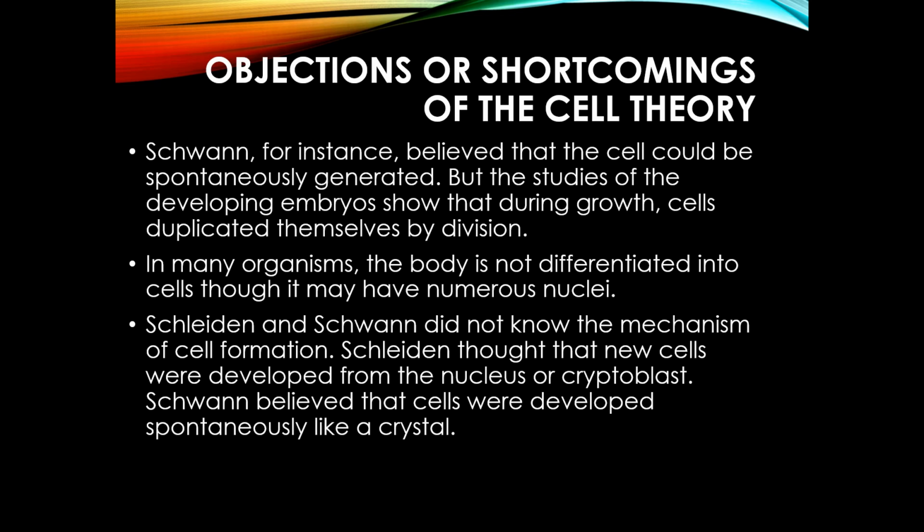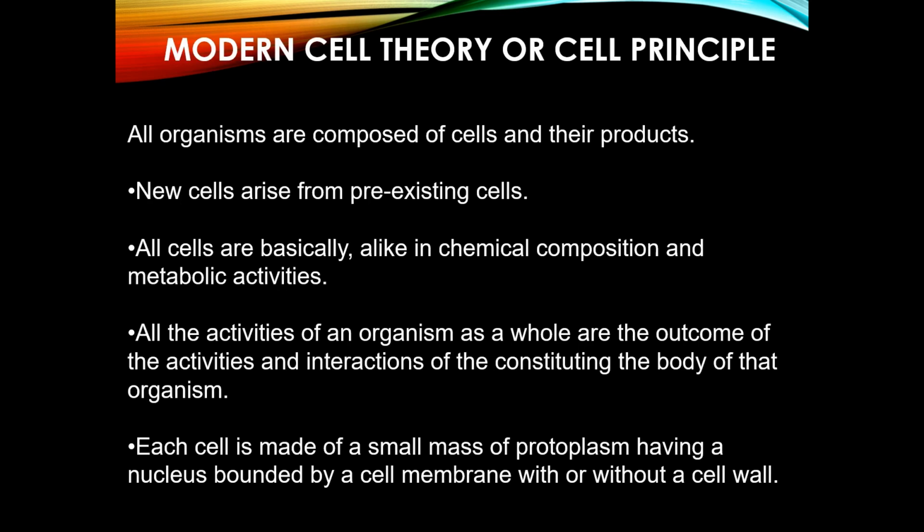Then, Schleiden and Schwann didn't know the mechanism of cell formation at that time. Schleiden thought that new cells developed from the nucleus or cytoplast, and Schwann believed that cells developed spontaneously, just like a crystal. After extensive studies of these shortcomings, the scientists devised the modern cell theory, also known as the cell principle, which is applicable in all the studies of biology and cell biology.